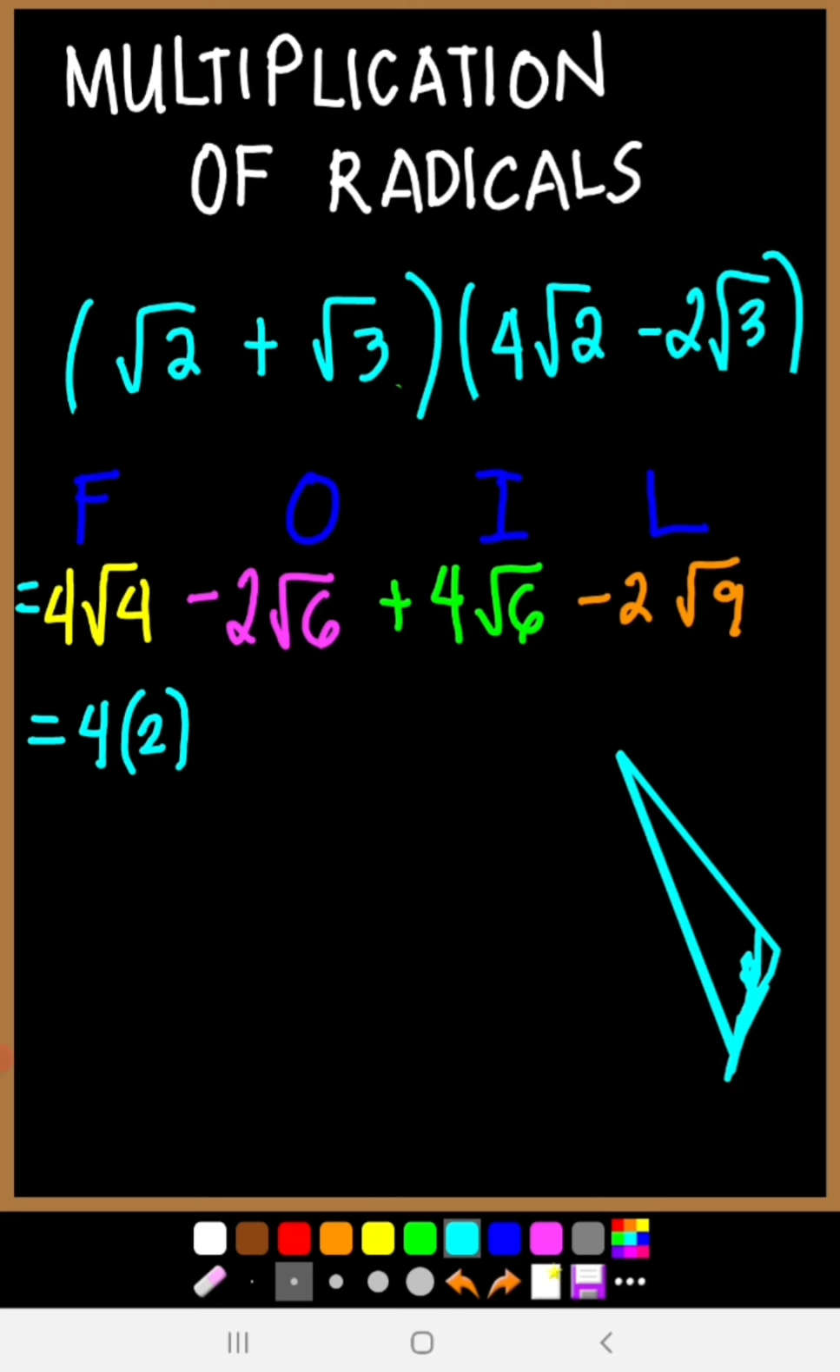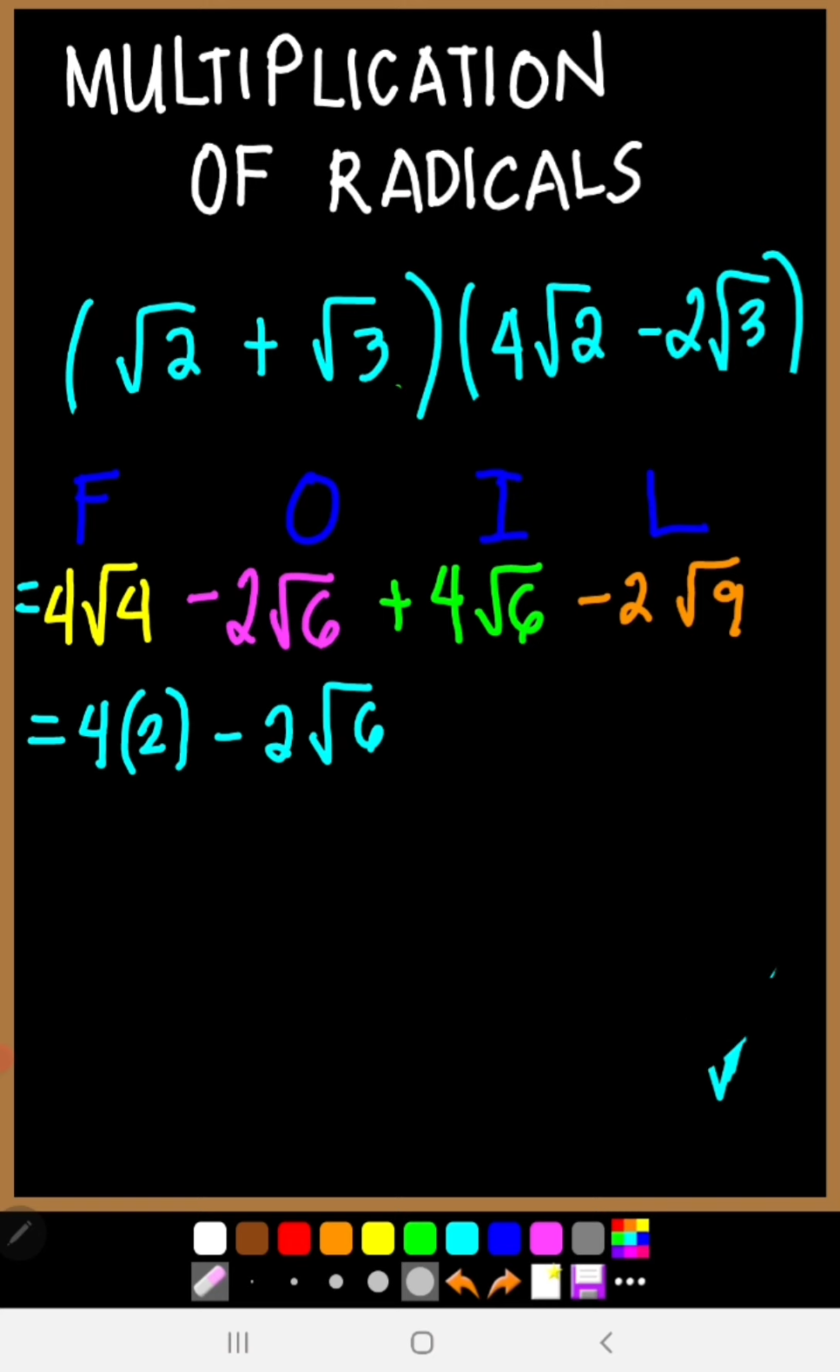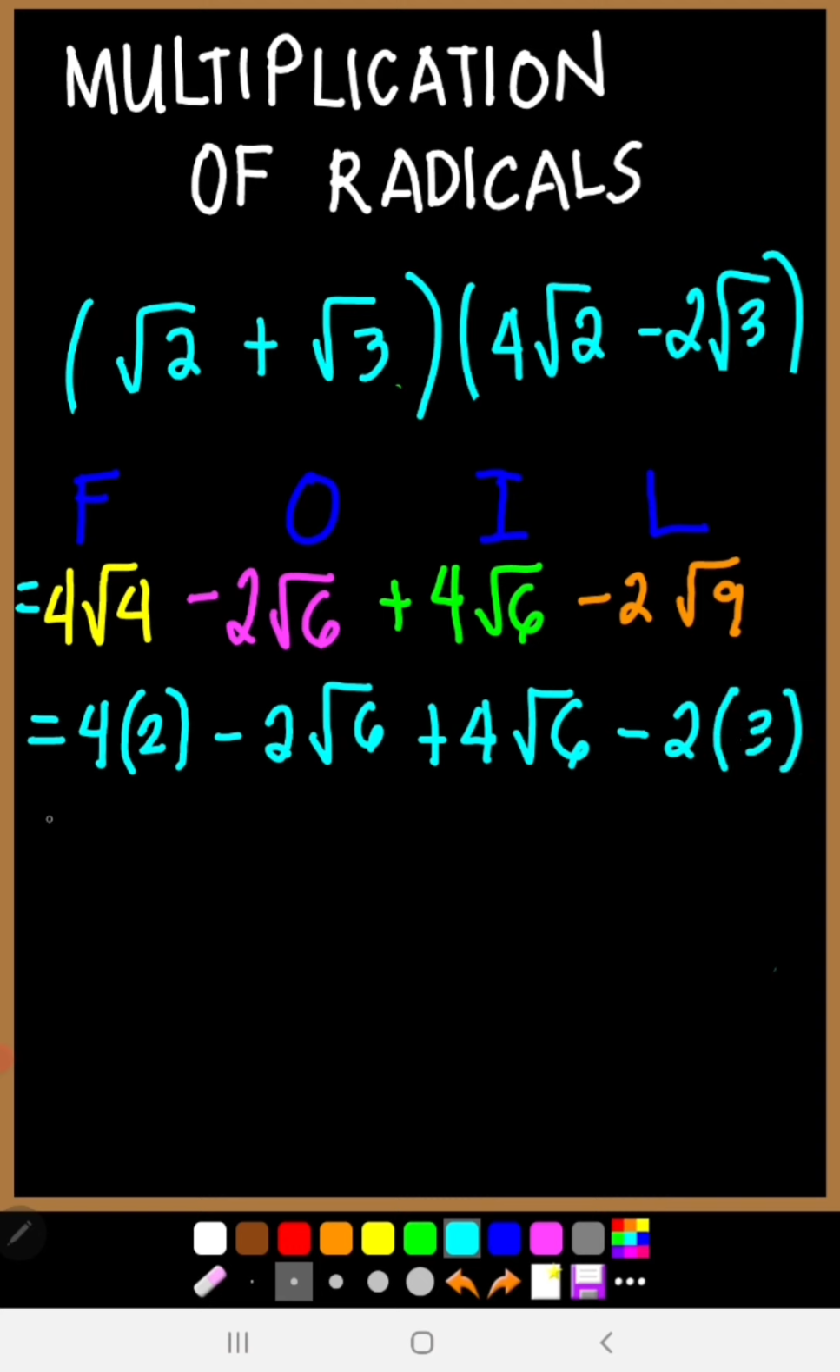And then, we have negative 2 square root of 6. Hindi na natin siya ma-simplify. Wala nang simplify, square root of 6. And then, we have plus 4 square root of 6. And then, we have negative 2 times square root of 9. So, we have negative 2. Ang square root of 9 ay 3. Diba? So, magiging 4 times 2, that is 8.